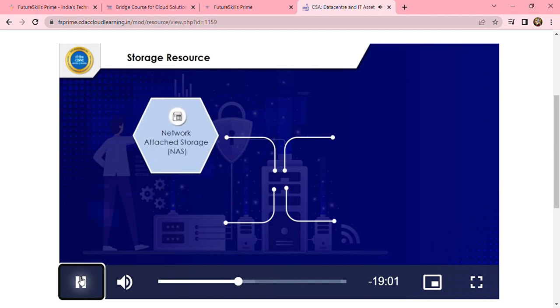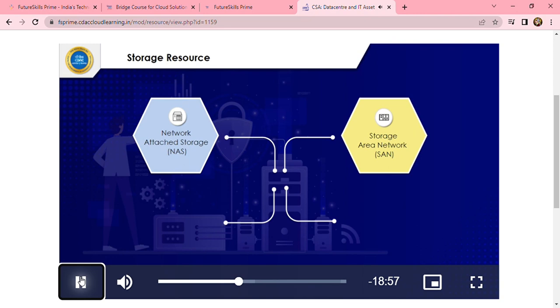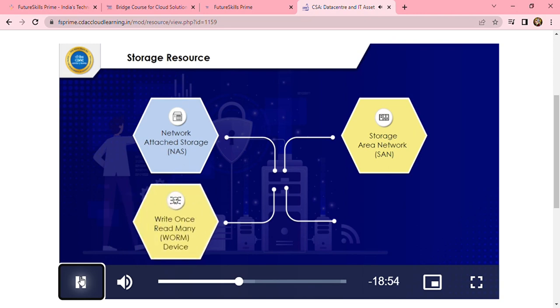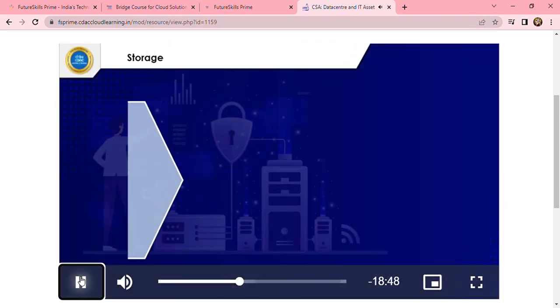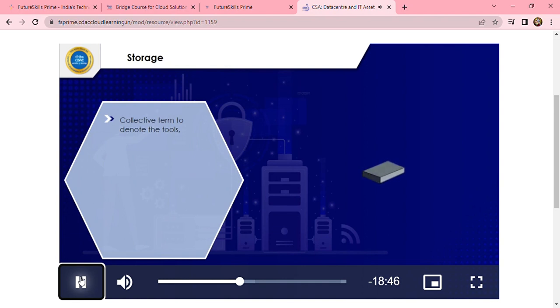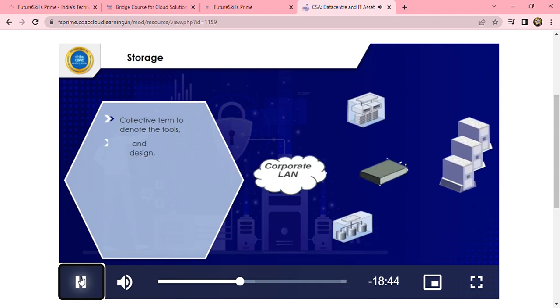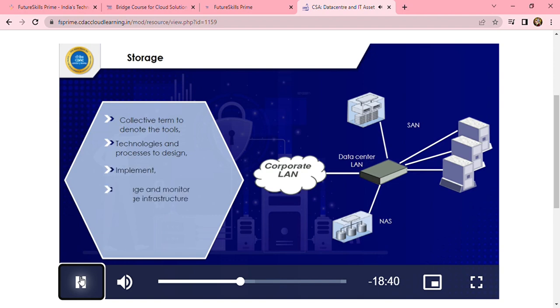Network Attached Storage (NAS). Storage Area Network (SAN). Write once, read many (WORM) device. Data deduplication. Storage. Storage is the collective term to denote the tools, technologies and processes to design, implement, manage and monitor storage infrastructure and resources within a data center.